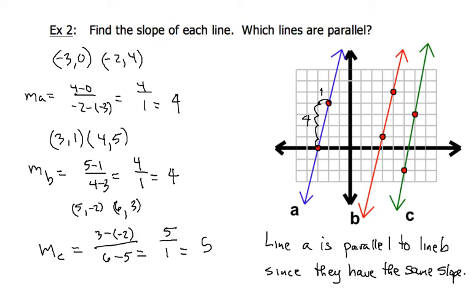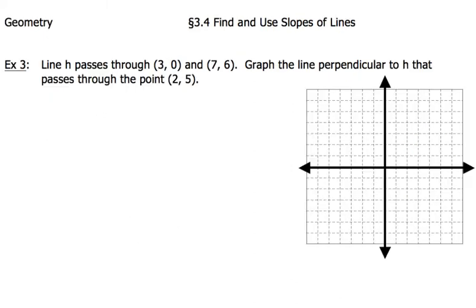Now, let's go ahead and take a look at our next one. For this one, we've got line H passing through these 2 points, 3, 0 and 7, 6. Graph the line that is perpendicular to H that passes through the point 2, 5.